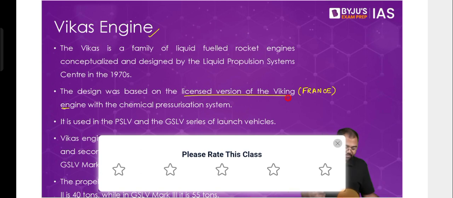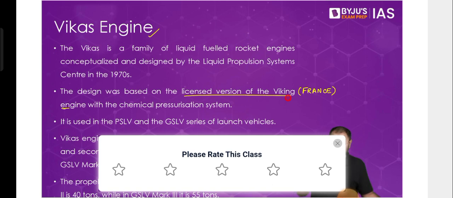So the Viking engine belongs to France, and France had given the license for the Viking engine, and we developed the Vikas engine from the Viking engine on that technology, and we were able to do better. Today, the Vikas engine is said to be one of the best liquid propulsion systems in the world, even better than Viking. So we took their technology and we were able to build better than that. So that's why Vikas.